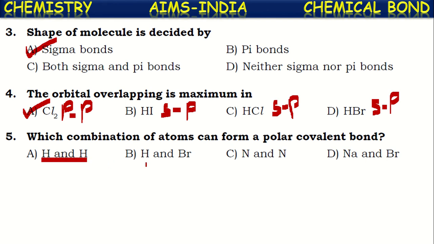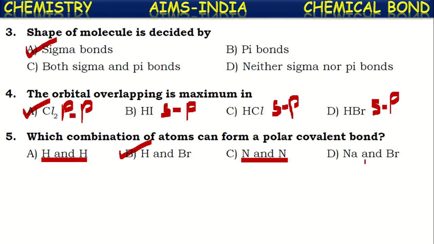And if you see HBr, hydrogen and bromine, both are non-metal atoms and they participate in covalent bond formation. But here bromine is more electronegative, it pulls the pair of electrons towards it, and hence the bond formed between these two atoms will be a polar covalent bond. Whereas nitrogen and nitrogen form a pure covalent bond because both are the same atoms.